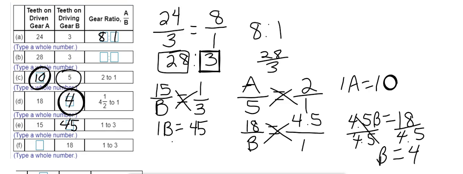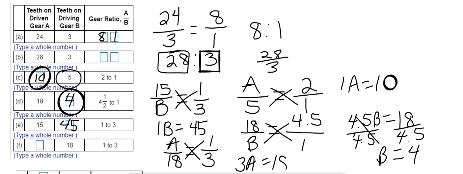Letter F, we don't know the A. A to 18 is equal to 1 to 3. Therefore, we're going to cross multiply. 3a equals 18. Divide both sides by 3 and you get a equals 18 over 3, which is 6. 6 to 18 is the same thing as 1 to 3.